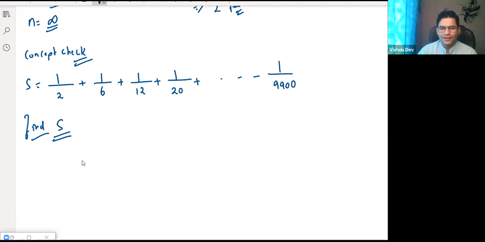Okay, tell me. One thing, did you find the pattern? What is the pattern? Sir, in the denominator, the numbers are increasing by even numbers. No. It is basically this.